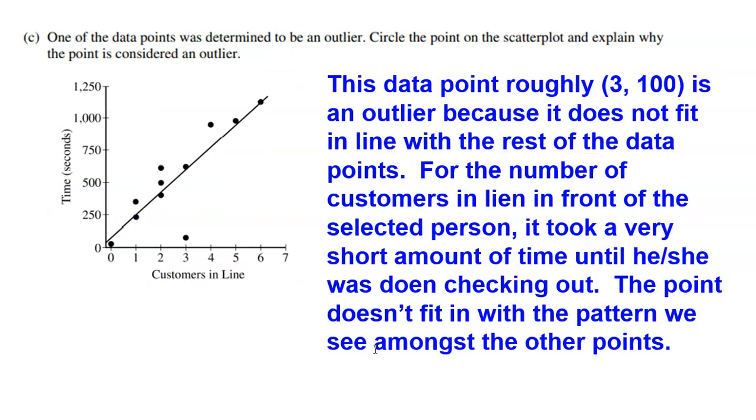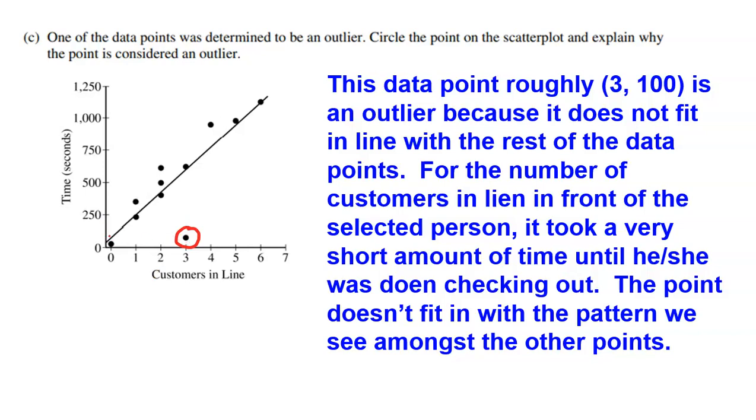All right, the final question here says one of the data points was determined to be an outlier. Circle that data point on the scatter plot and explain why it's an outlier. Pretty obvious. I hope everybody sees that that's the outlier. So it does say to circle it. So I circled it. Now I got to explain why it's an outlier. So I estimated that this data point is roughly 3, 100. I mean, it could be even 3, 50. Again, it's 3, something pretty low, right?